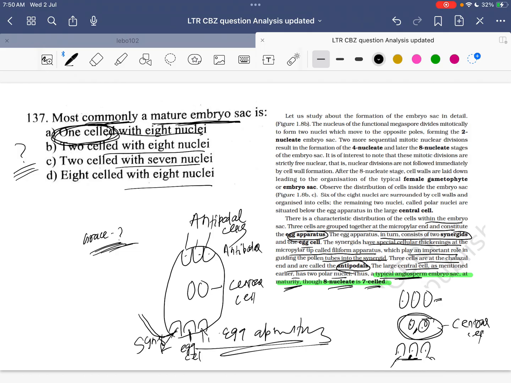The large central cell, as mentioned earlier, has two polar nuclei. So does a typical angiosperm embryo sac at maturity have 8 nuclei?